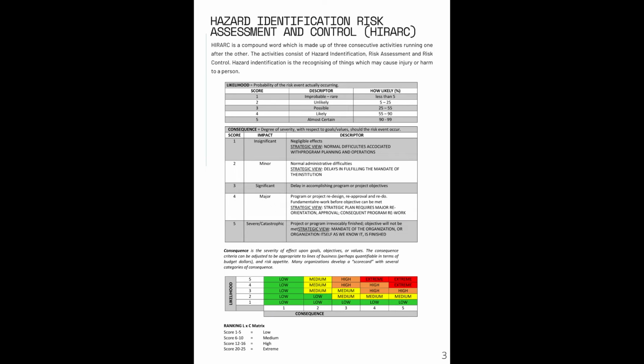Okay, moving on to the hazard identification, risk assessment and control. HIRAC. HIRAC is a compound word which is made up of 3 consecutive activities running one after the other. The activities consist of hazard identification, which is the recognizing of things which may cause injury or harm to a person. Risk assessment, which is a process to identify potential hazards and analyze what could happen if a hazard occurs, and also the risk control, which is a set of methods by which firms evaluate potential losses and take action to reduce such threats.